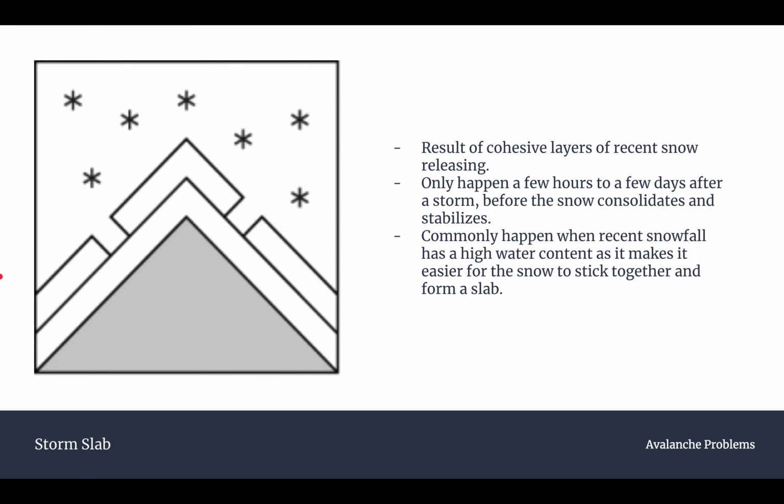Storm slab. This is essentially the result of cohesive layers of recent snow releasing. You can imagine this snow is typically high in moisture content, because you need it to clump together to form a cohesive layer on top of the rest of the snowpack. There's a lot of stress on this layer that causes it to fracture on top of the old bed surface. But fortunately, storm slabs only happen a few hours to a few days after a storm, before the snow consolidates and stabilizes and does not become as much of an issue.